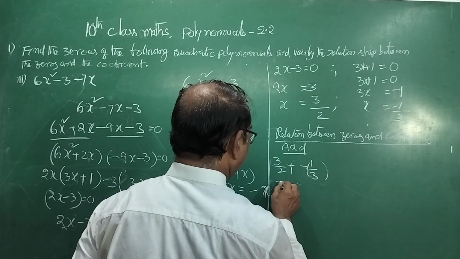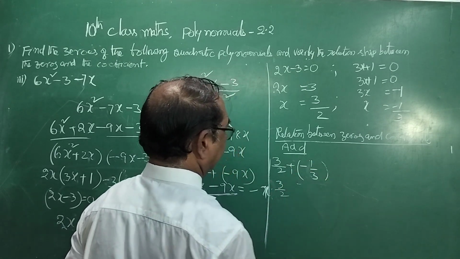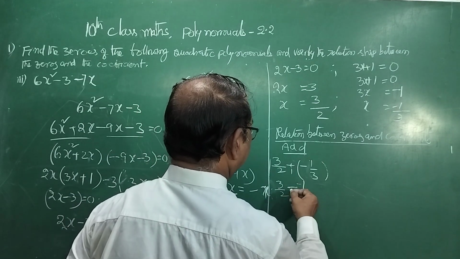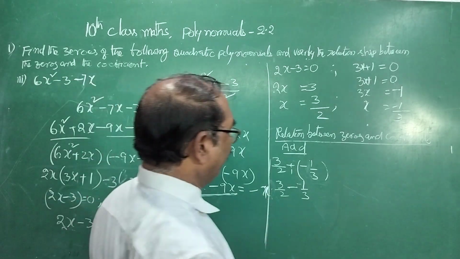3 by 2 plus, into minus 1 by 3, plus into minus 1 by 3. These two we have to add.